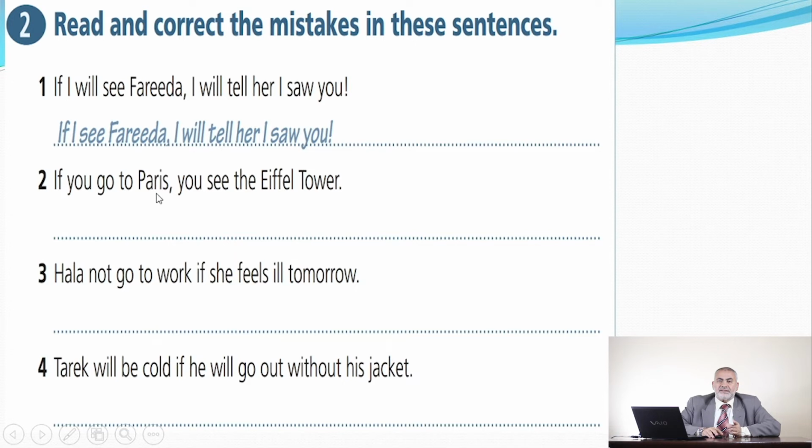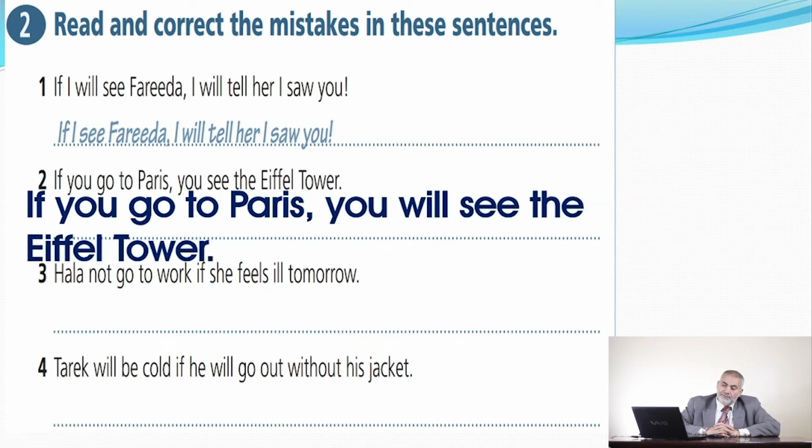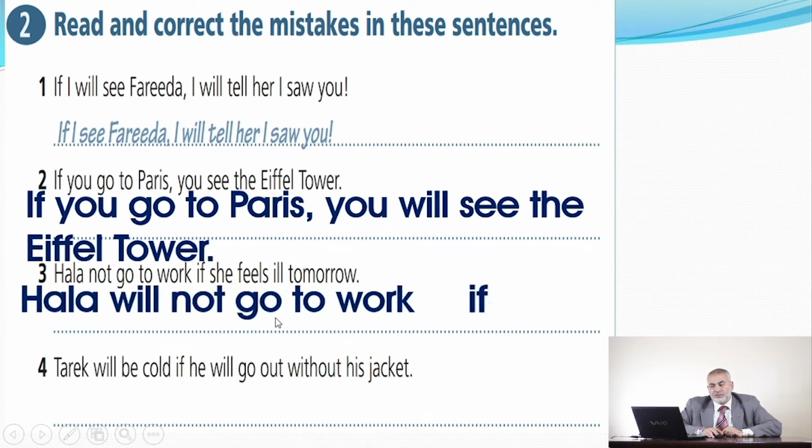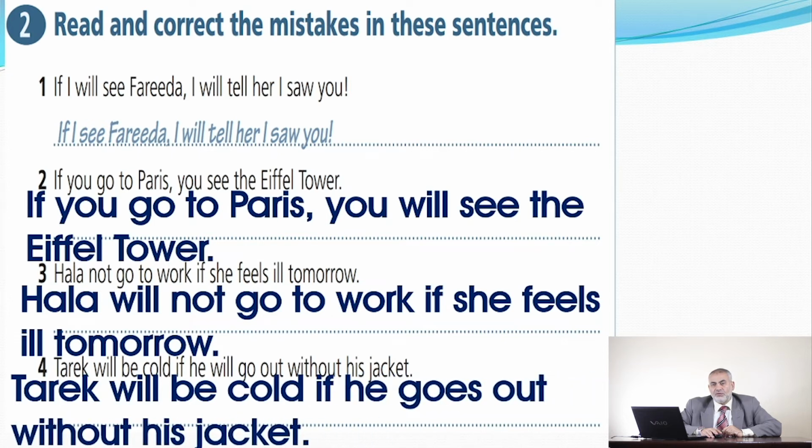Number 2, if you go to Paris, you see the Eiffel Tower. What's the mistake here? Yes, you see. It must be you will see. If you go to Paris, you will see the Eiffel Tower. Number 3, Hala not go to work if she feels ill tomorrow. What's wrong here? Here is if in the middle of the sentence. And after it is a present simple, feels. What we need in the first part is future. So Hala will not go to work if she feels ill tomorrow. Number 4, Tariq will be cold if he will go out without his jacket. Tariq will be cold if he goes. Present simple, goes.